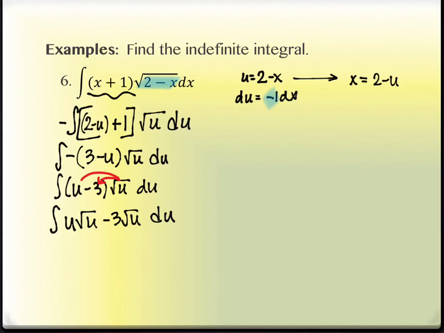So u times square root of u is the same thing as u to the 3 halves, right? U to the 1 and u to the half is u to the 1 1/2, or 3 halves. And then 3u to the 1/2 du. And we can take that antiderivative, yes? Sure can. So what's the antiderivative of u to the 3 halves? U to the 5 halves over 5 halves. And how about the 3u to the 1/2?